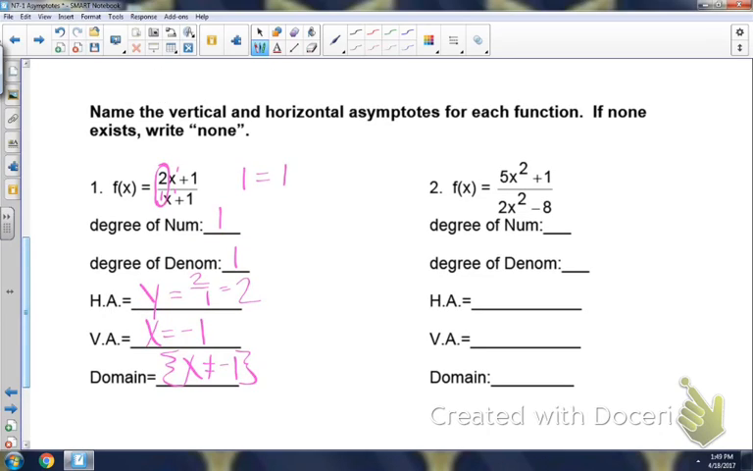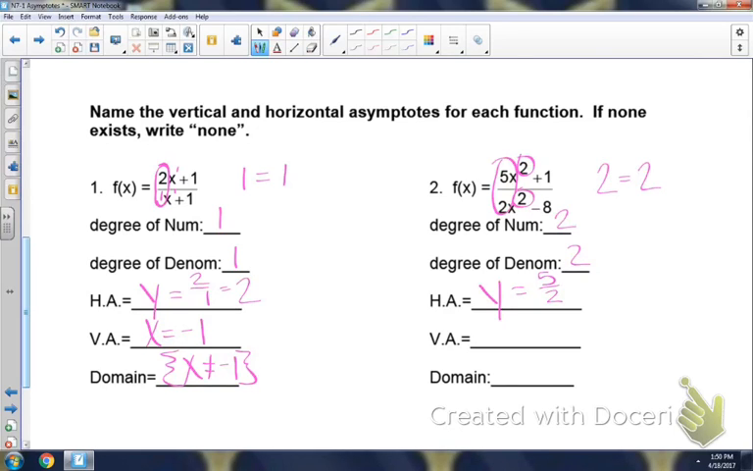All right, looking at 2. Degree of the numerator, notice your highest exponent is a 2. Same on the bottom, a 2. Those are equal. If they're equal, you're looking at the leading coefficients. So that would be y equals 5 over 2. Just leave it as a fraction if it doesn't reduce.